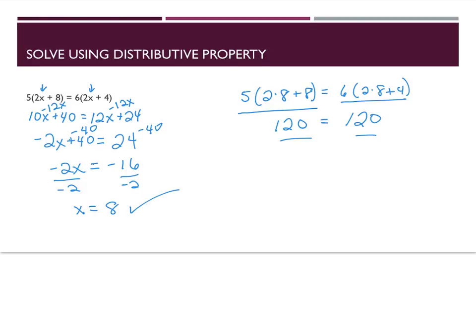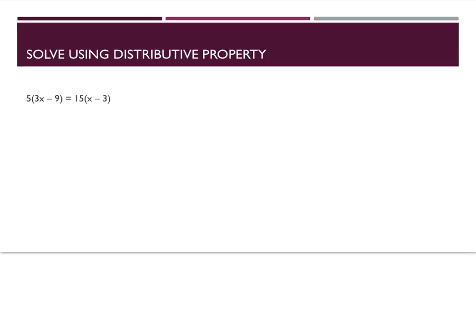But there's some other interesting things that can happen here. So let's see what happens here. We're going to do this problem exactly like we did the first one. 5 times 3x is 15x. 5 times negative 9 is negative 45. On the other side of the equal sign, 15 times x is 15x. And 15 times negative 3 is negative 45.